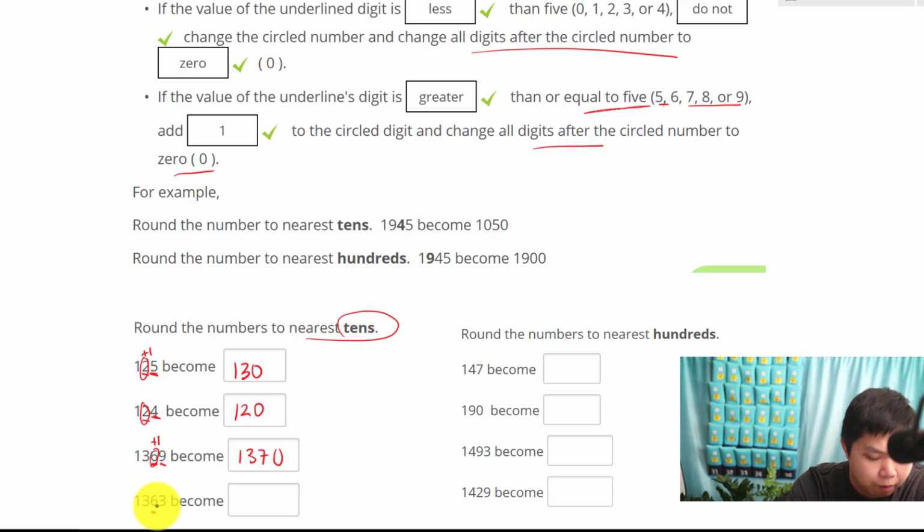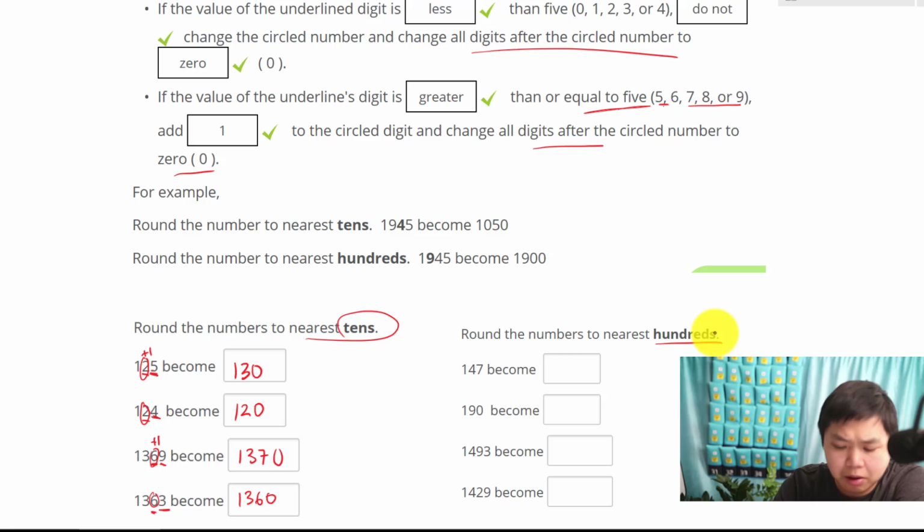How about here? We have 1, 3, 6, 3. Circle where we want to round it at. Underline the next number. This is a 3, which is less than 5. So this stays the same. So we have 1, 3, 6, 0. Isn't that easy?